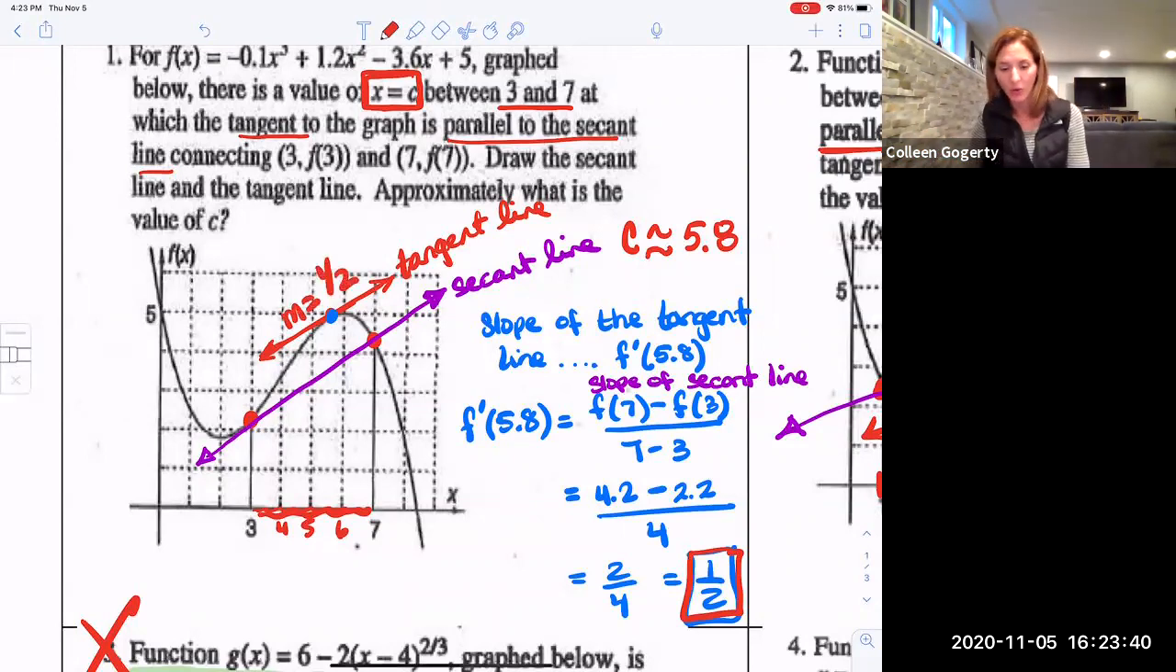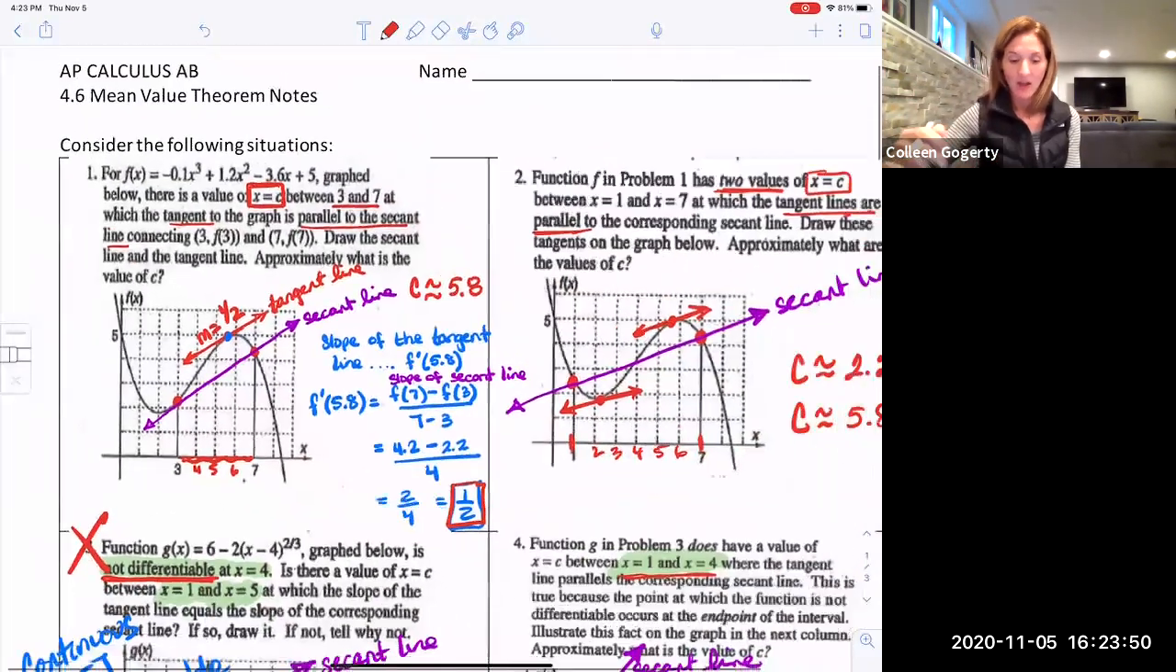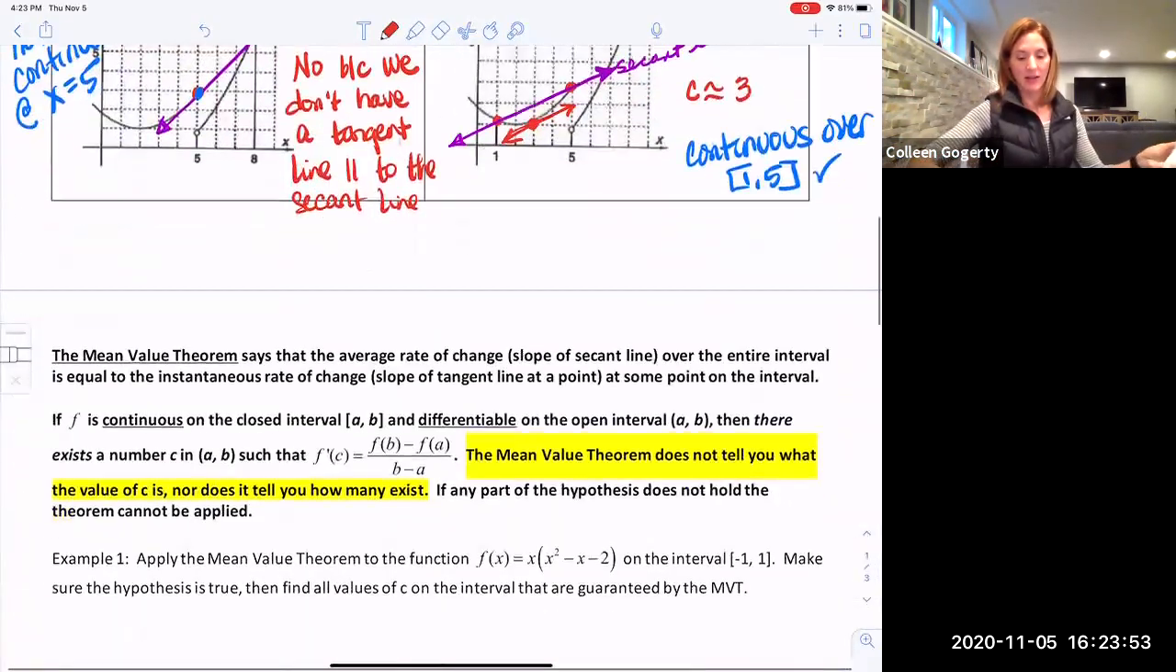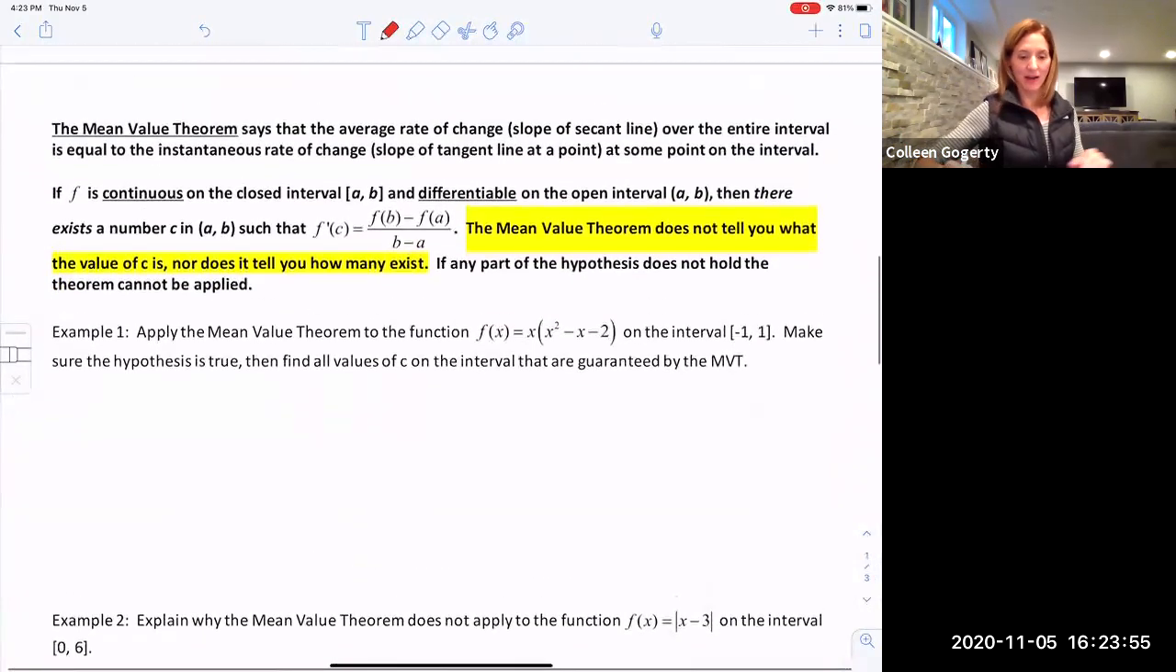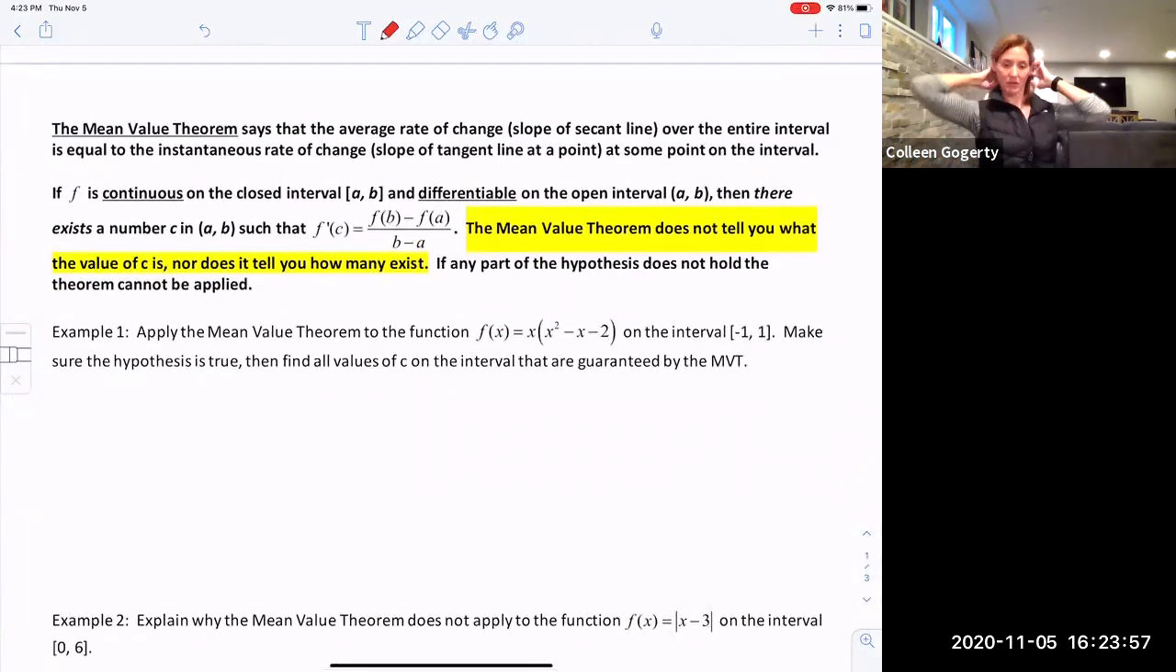Okay? So ladies and gentlemen, peoples in general, what you just did was the mean value theorem, okay? So let's go to our next page and figure out what I mean by I just did the mean value theorem, okay?